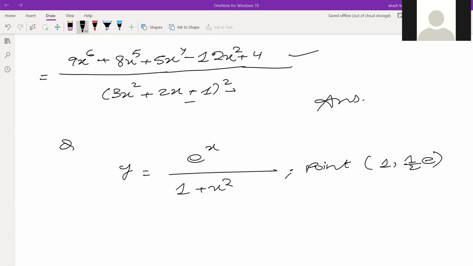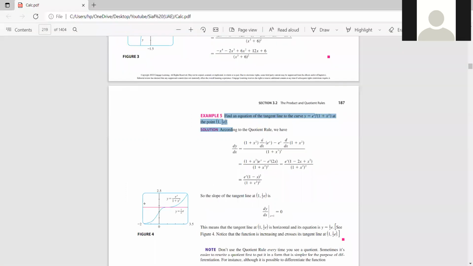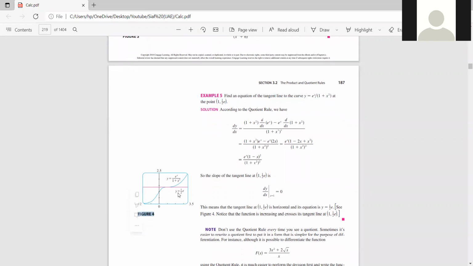Okay, what they have asked us is to find the equation of a tangent line to the curve. The graph given to us here in figure 4 is the curve, and we have to find the tangent line. We have to find the line that is tangent to the curve at the point 1 comma half e, and the equation of the curve is given to us.